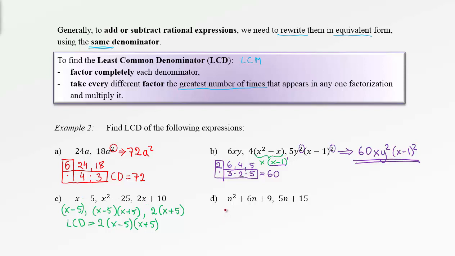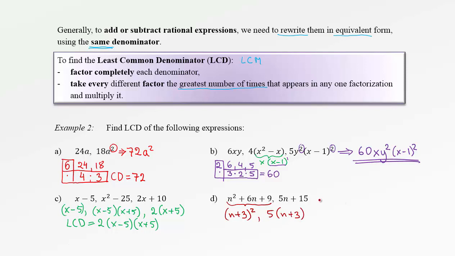And the last example, again, let's factor each expression first. Look at the first one. What do you see here? Do you observe any pattern? Yes, that's n plus 3 squared. It's a perfect square of n plus 3. And the second expression, take the common factor 5 out, so it's n plus 3 here.